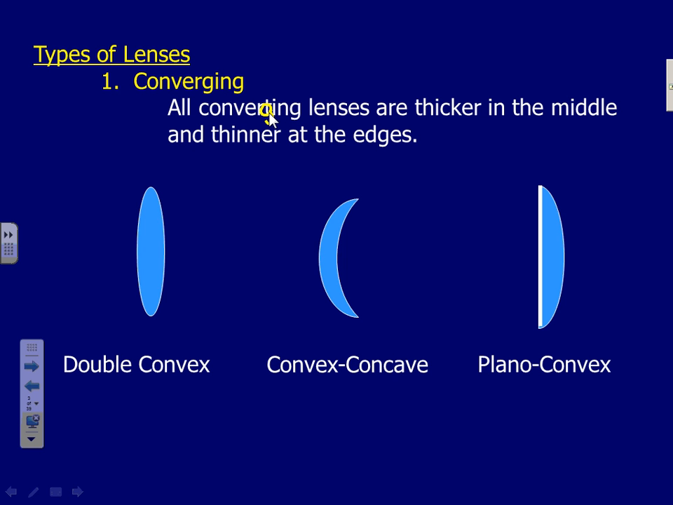We can also have something called a plano-convex. That simply means that it is flat on one side, but bulging out on the other side. But notice how all of them are thick in the middle and thin on the edges.